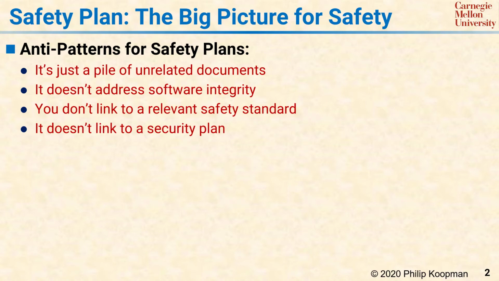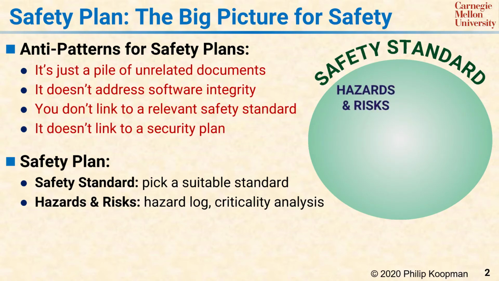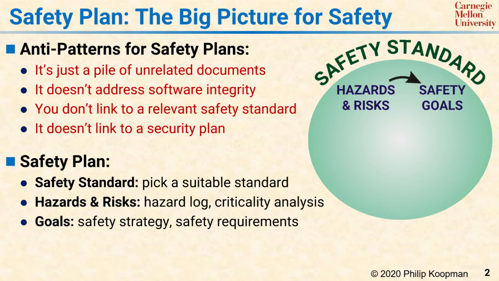While the details differ depending on your application domain, a safety plan generally starts with a safety standard that is compatible with your application. Within the framework of that safety standard, you complete multiple cycles of the following sets of elements. Hazards are identified and assigned risk levels. Safety goals are created and linked to safety strategies and more detailed safety requirements.